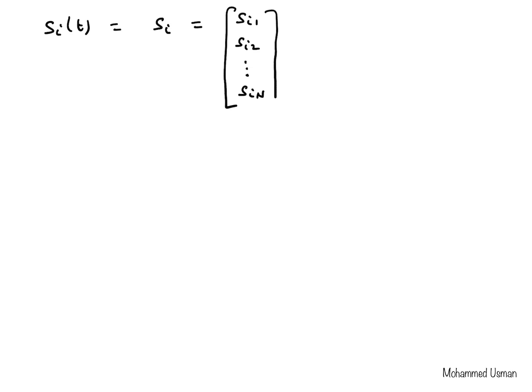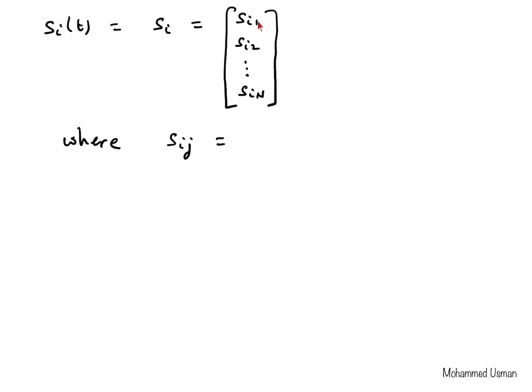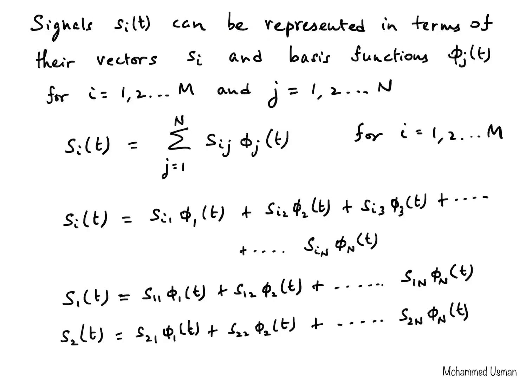So that's our vector notation for the signal, where the elements of this vector are defined such that each Sij is the dot product of the signal Si of t with each of the n basis functions. So Si1 is the dot product of the signal Si of t with the basis function phi 1 of t. So this is basically Si of t into phi 1 of t, and when we integrate that from 0 to T, that gives us the value of this Si1. Okay, so that is what we are trying to say.